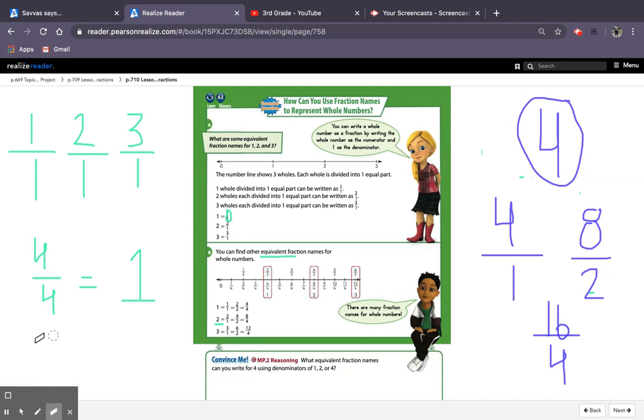Okay, I am going to clear the screen for this page as well, so please pause it if you need to now.